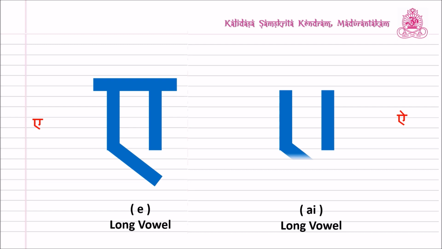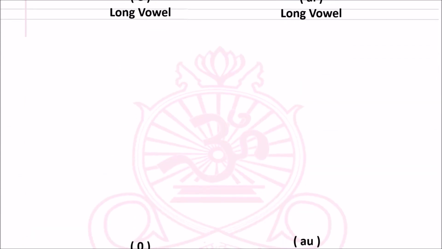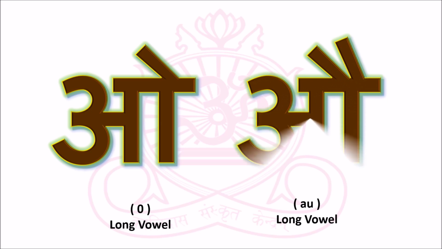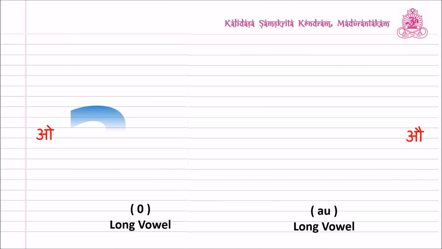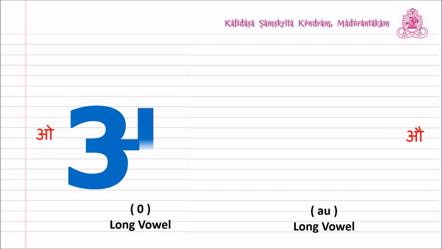A is not there in Sanskrit. A short vowel is not there. O. Au. Both are long vowels. There is no short O in Sanskrit. It is only a long vowel.